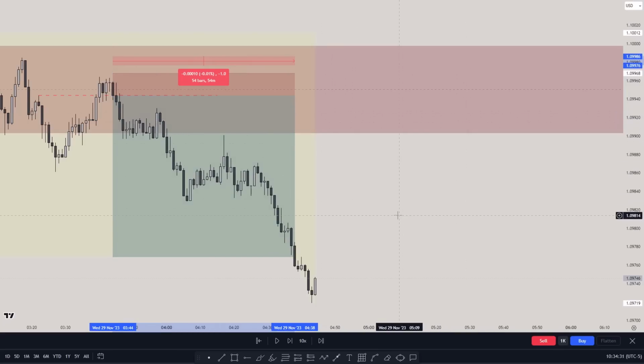No drawdown at all. This is how we can align all time frames, starting from the weekly to the daily, and then 15 minutes and 1 minute. This is how we do it. It's not always about quantity, it's about quality.